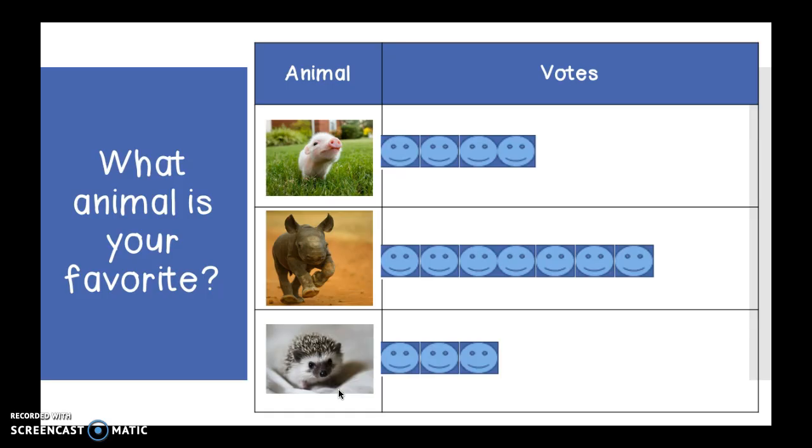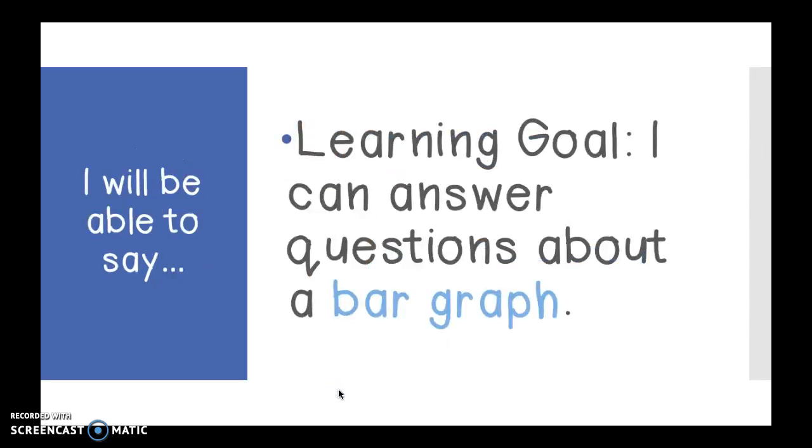So let's see. Why do you use a bar graph? Well, tally charts are cool, and we're going to talk about how they're the same and different than bar graphs. But bar graphs are good because you can quickly see the answer to things. Don't even count them. Which one has the most votes? That's right, rhinos. How'd you know that? Well, because their bar is really long. You don't have to count again. Which one had the least amount of votes? Yeah, the hedgehog, because his little bar is very tiny, just like him. Today we're going to learn how to use these bar graphs. Our learning goal says that by the end of this video, you'll be able to answer questions about a bar graph. So, let's try it.